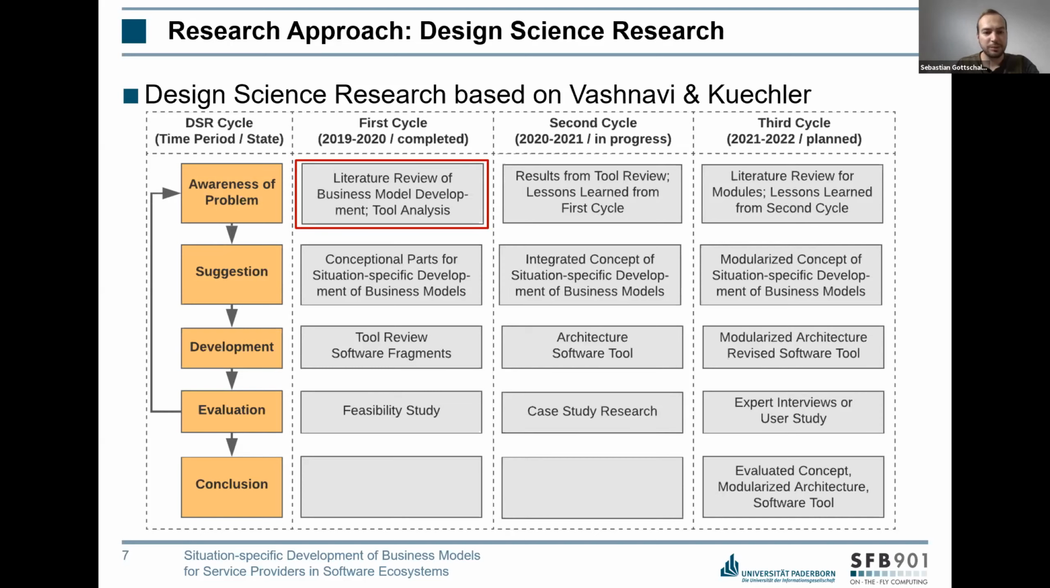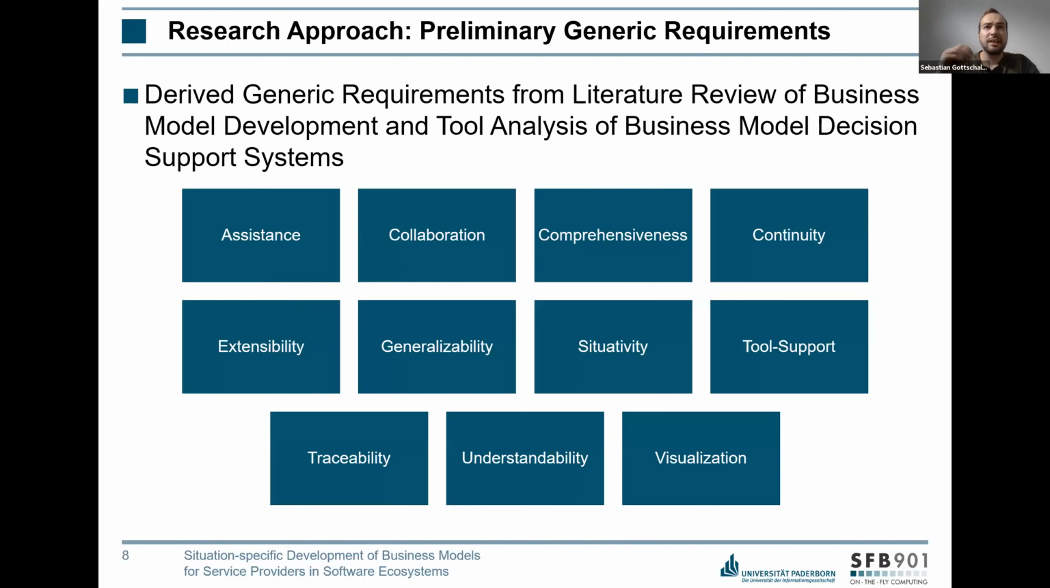At the beginning, to get aware of the problem we aim to solve, I reviewed literature on business model development and also analyzed various tools of business model decision support systems. And out of that, I derived the following 11 more or less generic requirements a solution should have. I cannot cover everything here, but we can speak about some of them. One is comprehensiveness. A development method for business models should cover the whole development cycle of the business model, from getting aware of the problem you aim to solve with your business to the validation of the business model. Then we have situativity.